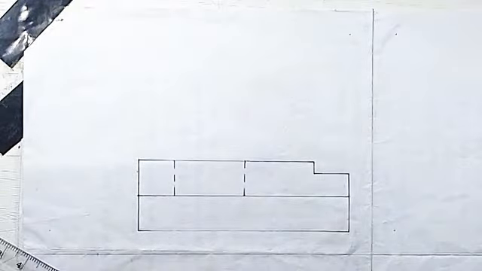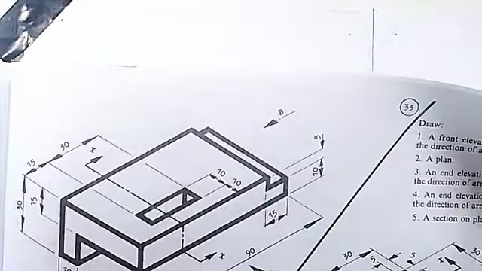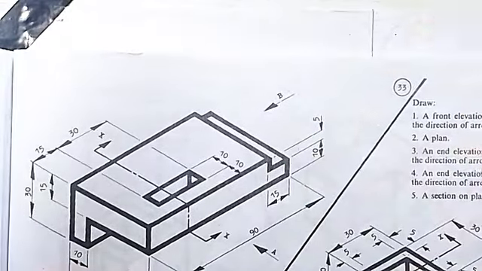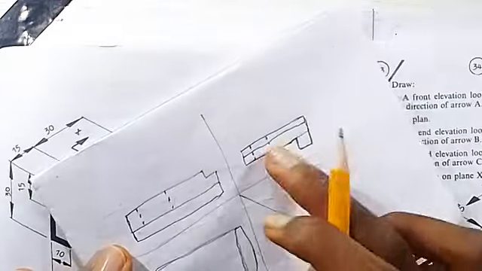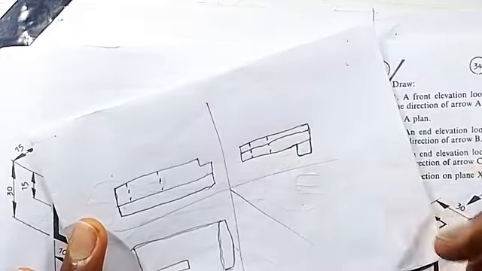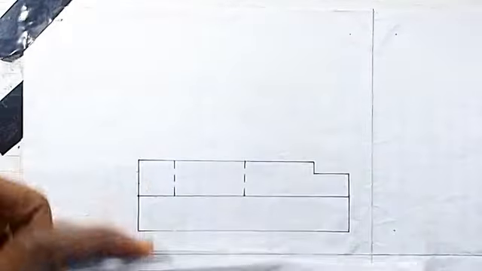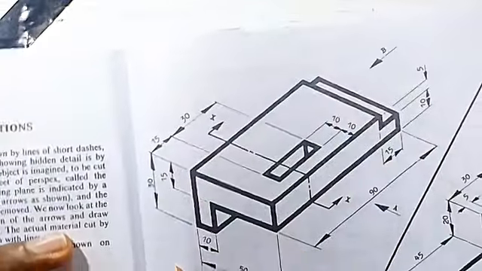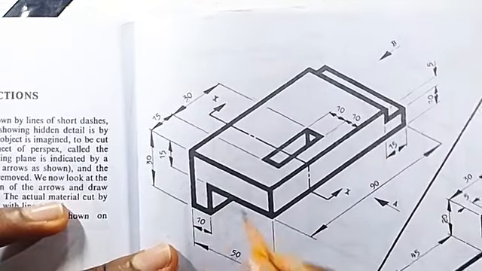So that's it. So we are done with the front elevation. Over to the end elevation, which is this. So we start with the bottom part here. So the total length is 5 cm. This is 15 mm, 5 cm.